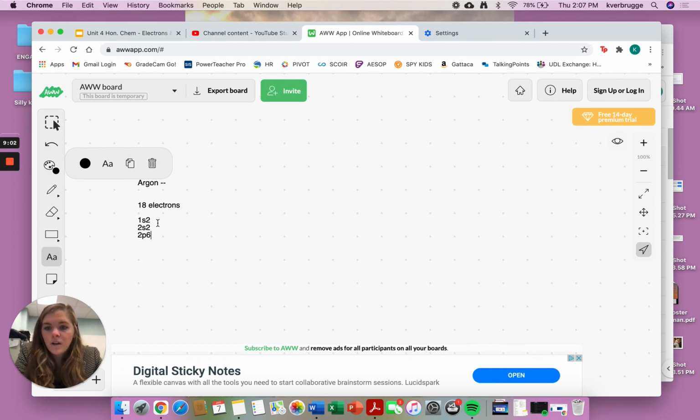So we have 1s2, 2s2, 2p6. So far we've used 6, 7, 8, 9, 10 electrons. Our next level to go to is 3s2, and then we have 3p6. The way you can check these is first to make sure your orbitals go in order: 1s, 2s, 2p, 3s, 3p. Then count up your electrons: 2, 4, 6, 7, 8, 9, 10, 11, 12, 13, 14, 15, 16, 17, 18. So this would be our electron configuration for argon.